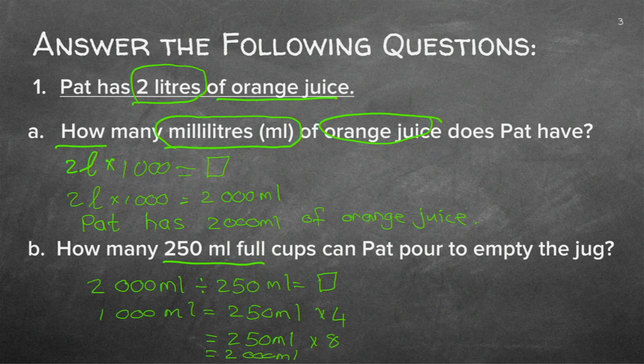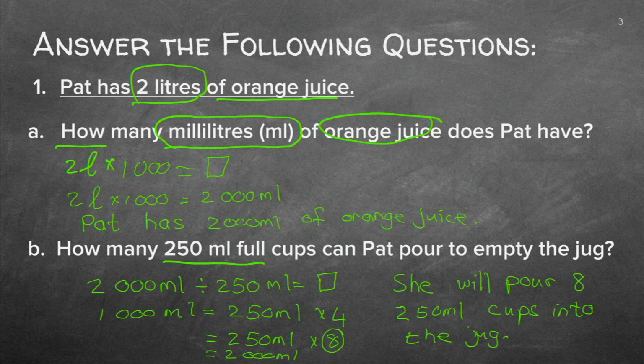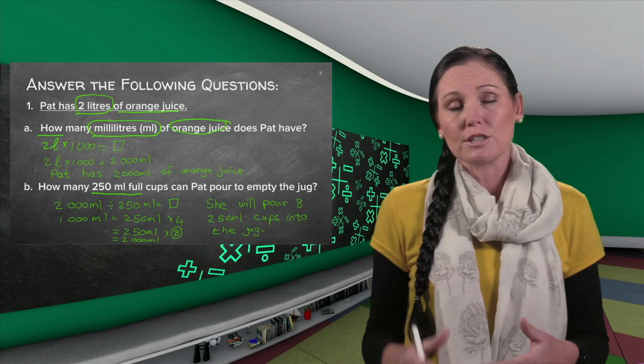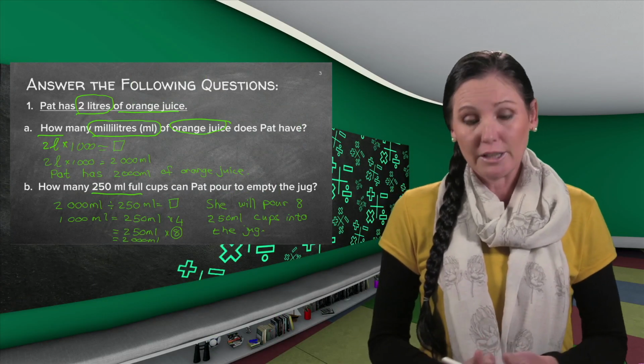So what is the question? How many cups can Pat pour into the empty jug? You will say, there's your answer, she will pour 8 250 milliliter cups into the jug. And nowhere did they say you are supposed to answer in liters or milliliters. So when you read both the question and the answer, you answered correctly.